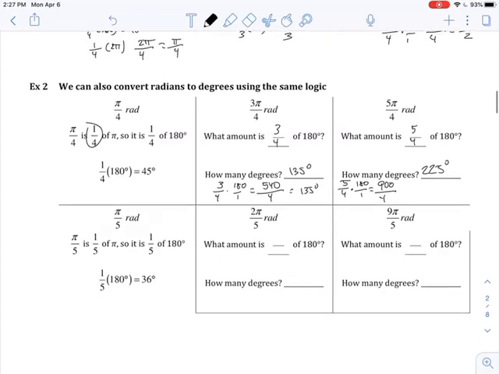We can look at these down here as well. All right, 2 pi over 5, that's going to be 2/5. So if I want to go to degrees, I'm going to go 2/5 times 180. That's going to give me 360 over 5. And when I put that in my calculator, 72 degrees.